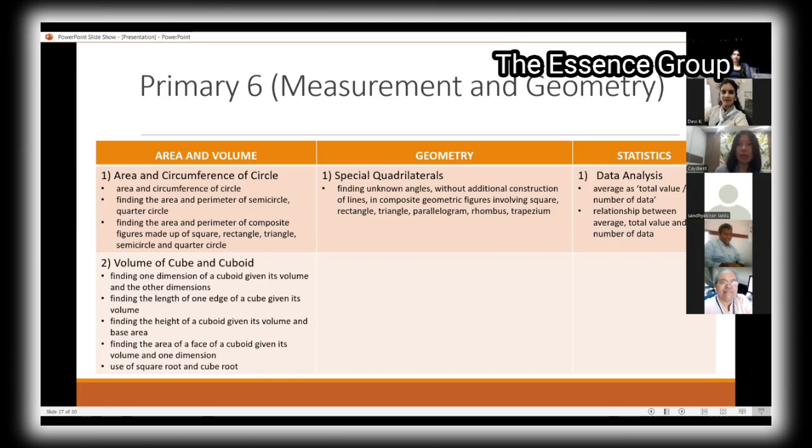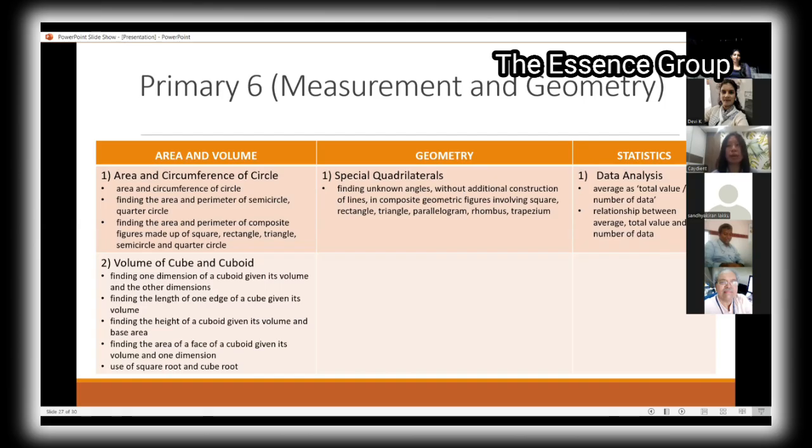Okay, but they have the scientific calculator. So if they deal with big numbers or decimals, the calculator can actually come in handy, provided that they key in correctly. Then for volume of cube and cuboid, for this portion on area and volume, they are expected to find, let's say, the height.